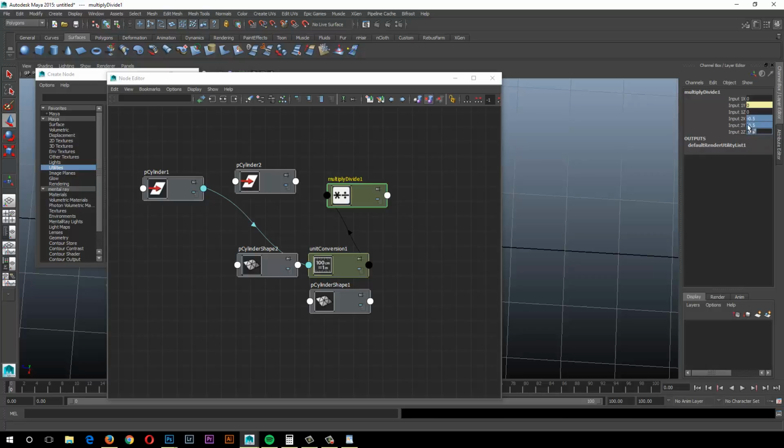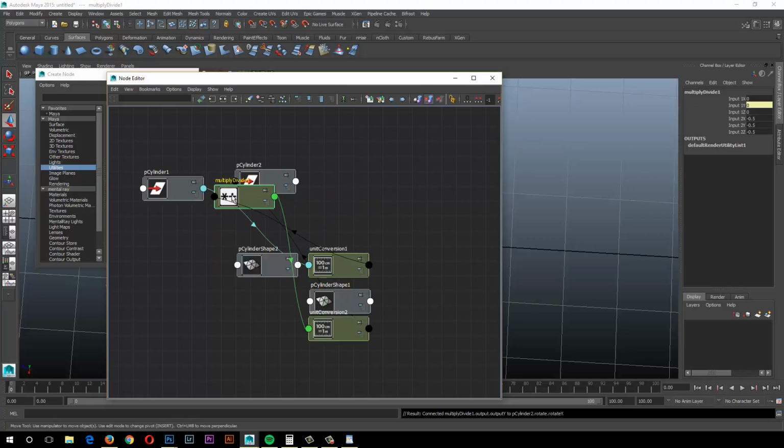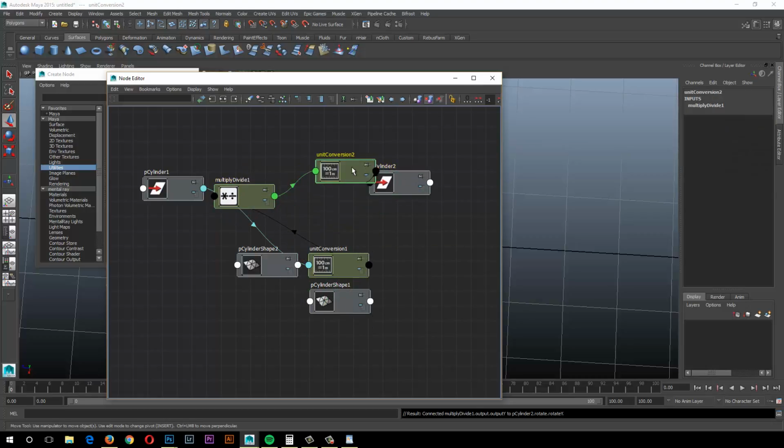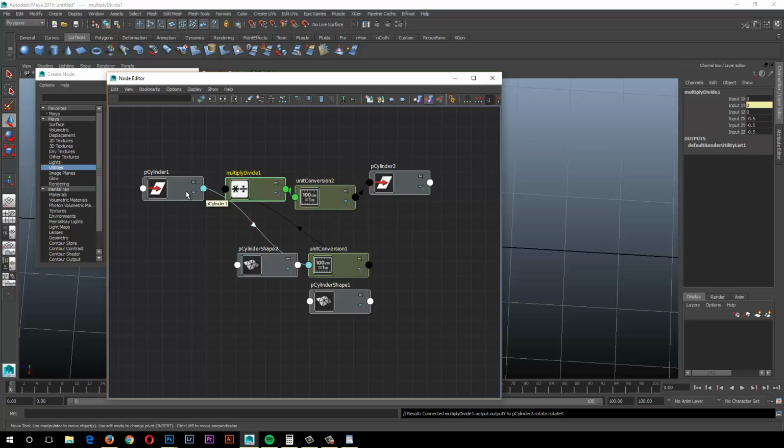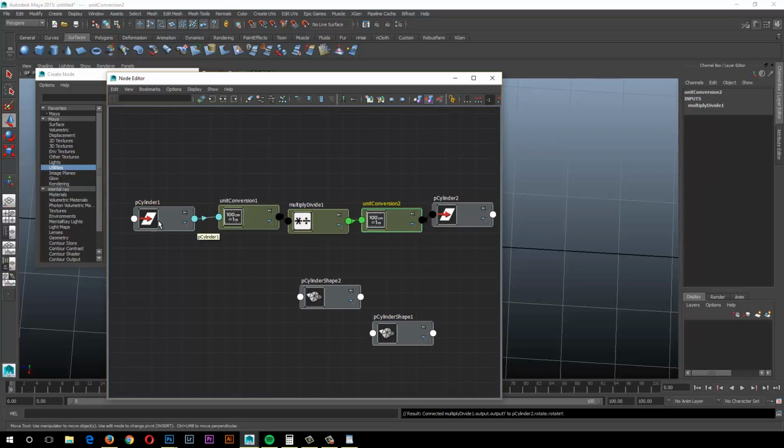Really, I just need the Y here, but I'm so used to selecting them all, so I don't screw that up later. So I'm going to take the output Y of this and hook it up into the rotate Y of our second cylinder. And that's all that's going on there. Let's go ahead and move these conversion nodes in here. That's just it doing math in between. So, hey, take this, cut it in half, and put it on this one.